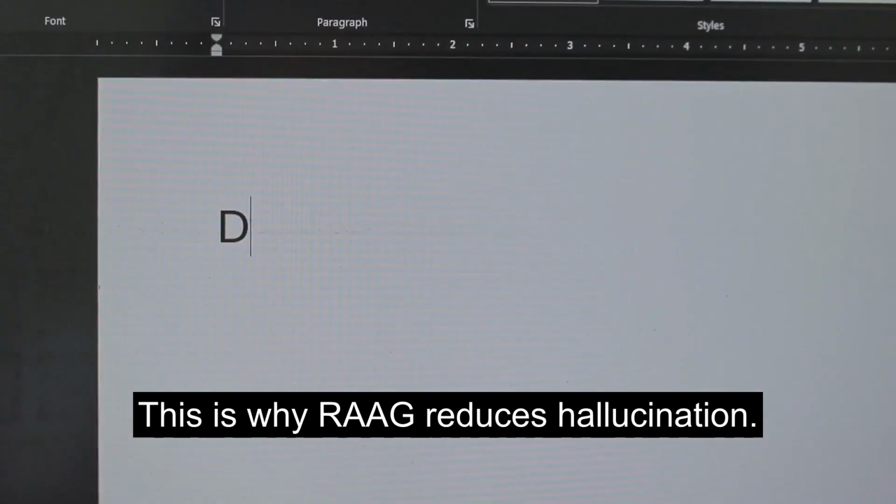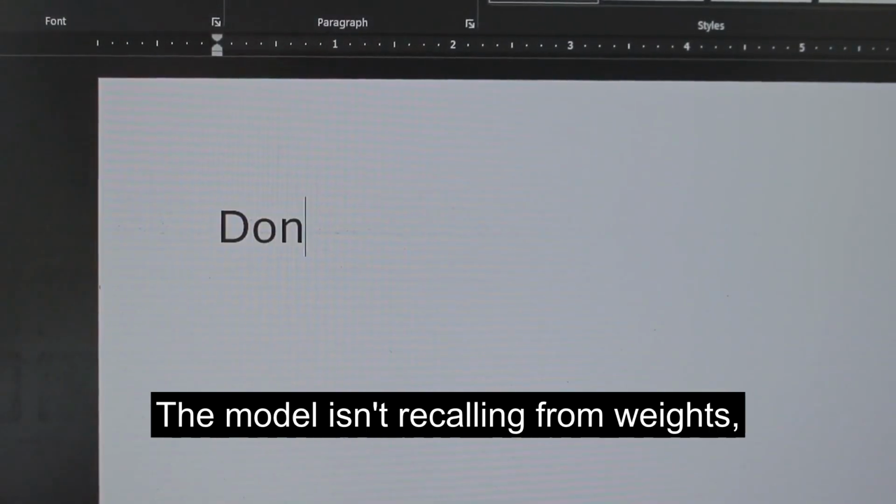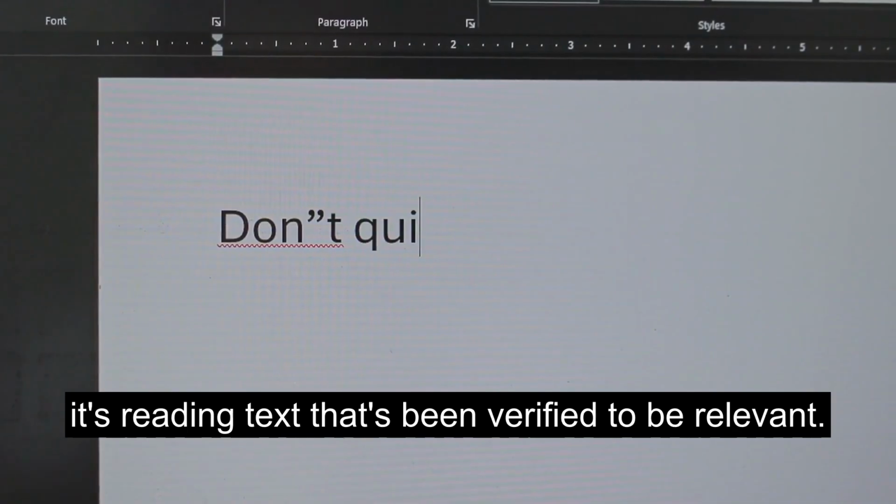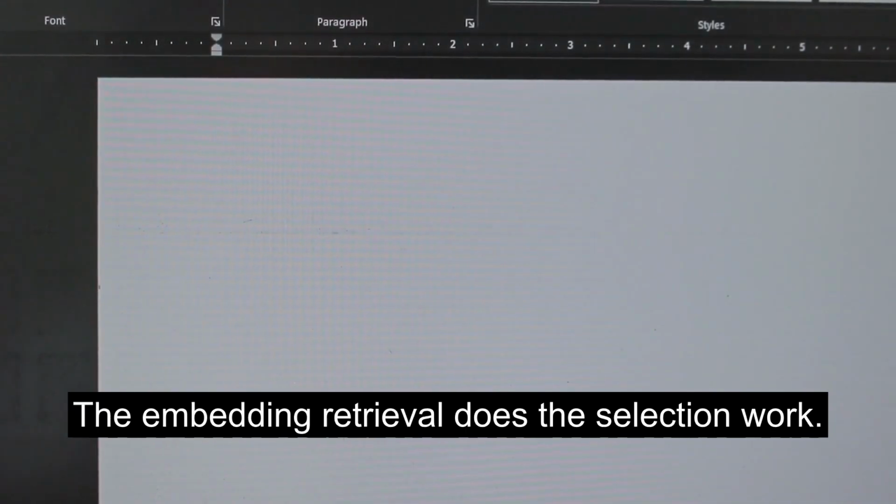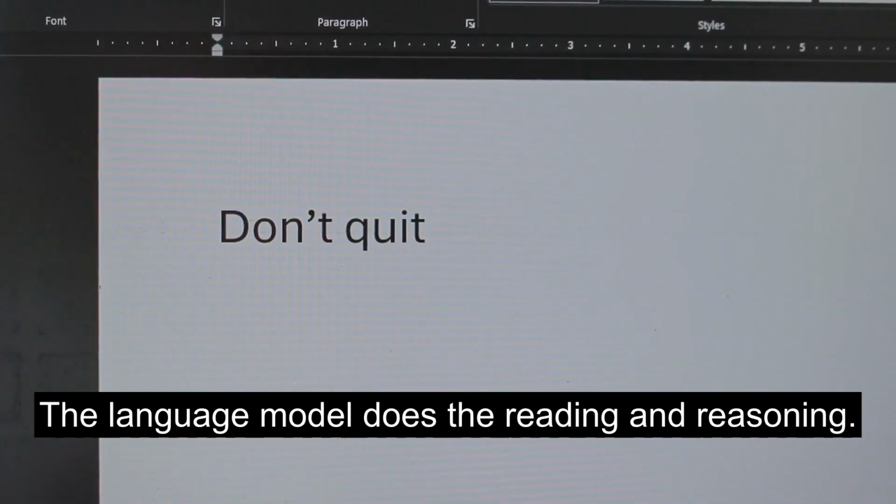This is why RAG reduces hallucination. The model isn't recalling from weights, it's reading text that's been verified to be relevant. The embedding retrieval does the selection work. The language model does the reading and reasoning.